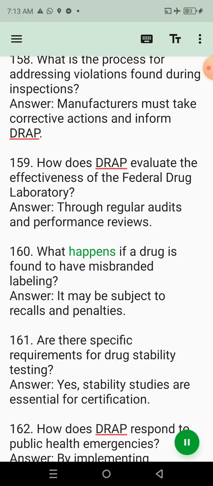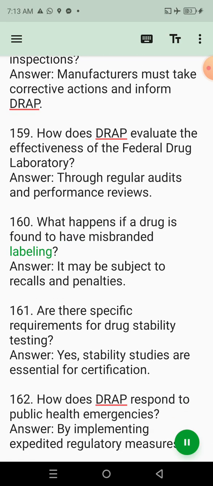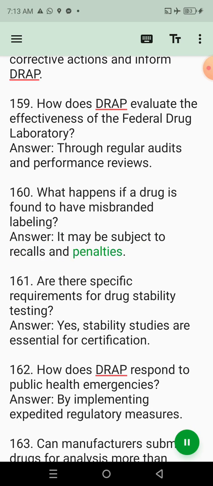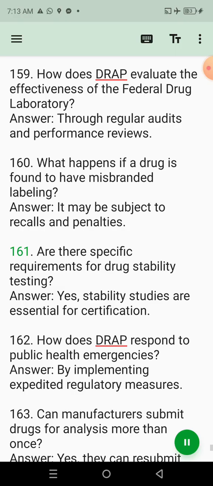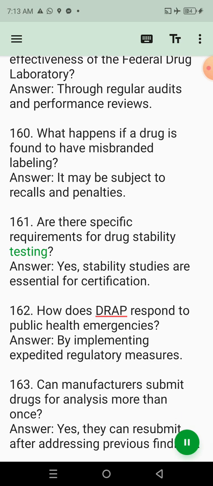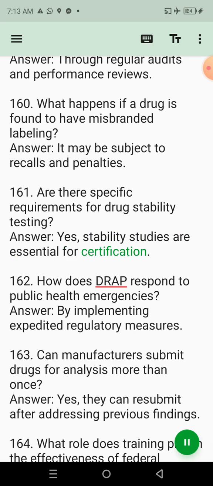160. What happens if a drug is found to have misbranded labeling? Answer. It may be subject to recalls and penalties. 161. Are there specific requirements for drug stability testing? Answer. Yes, stability studies are essential for certification.